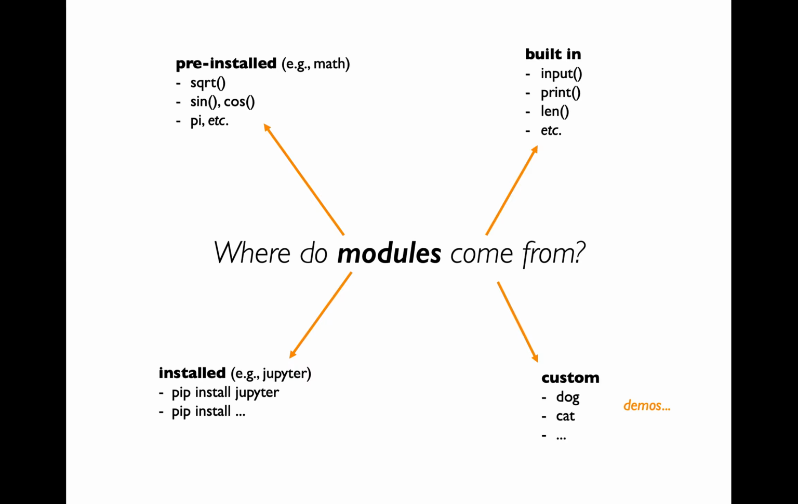Recall that we have covered one way of going through the import, which was from math import star or from math import square root. Once you perform the import, you'll be able to use the functions and variable names defined as part of the pre-installed modules. The third category is installed modules.